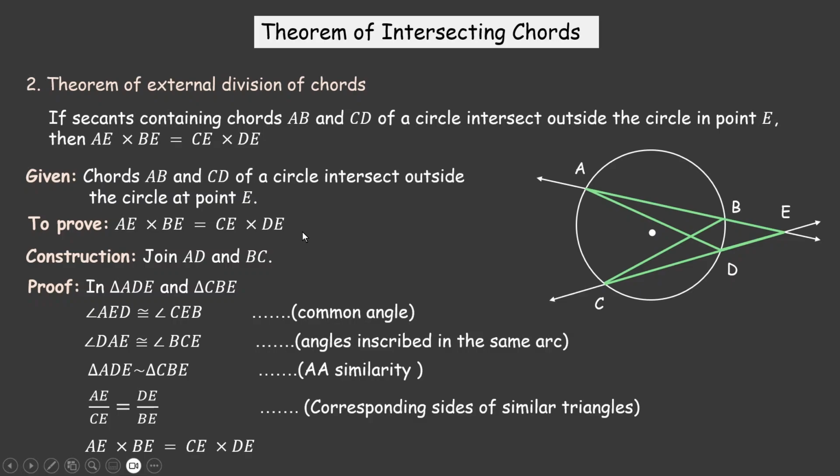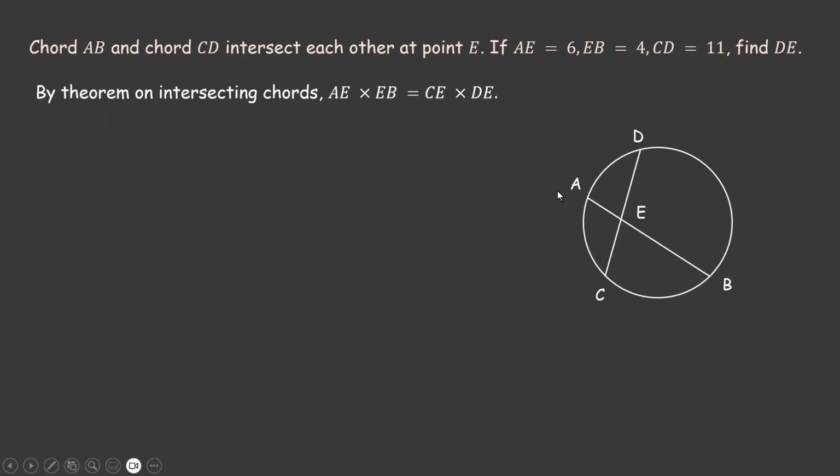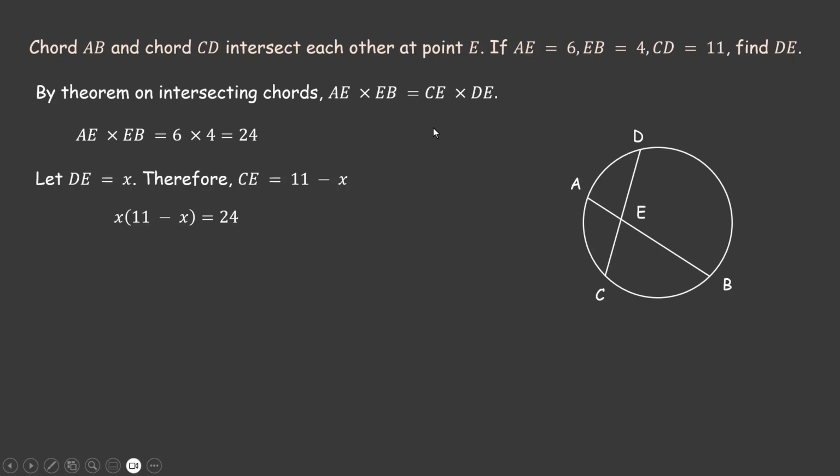Let us put these theorems to test with a real problem. So we are given that chords AB and CD intersect each other at point E. If AE is 6 units, EB is 4 units, and CD is 11 units, we need to find DE. By the theorem on intersecting chords, we know that AE into EB is equal to CE into DE. Now AE into EB is 6 into 4, that is 24 units. Let DE be x. Then since CD is 11, CE will be 11 minus x. Now 24 is equal to x into 11 minus x.